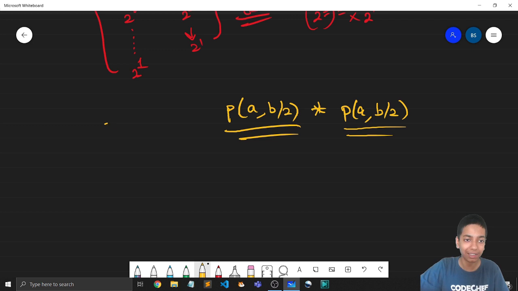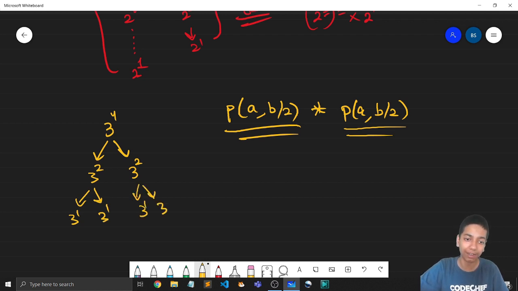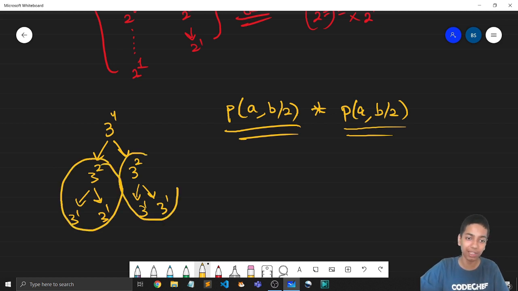Well, notice that 3 comma 4 will now make two calls, one to 3 comma 2, one to 3 comma 2. And again, these will make two more calls each, 3 comma 1, 3 comma 1, 3 comma 1, 3 comma 1. Right? So notice that anyways these two are going to give us the same result. So writing it like this is going to take similar number of steps only, right? So this is no optimization over here.